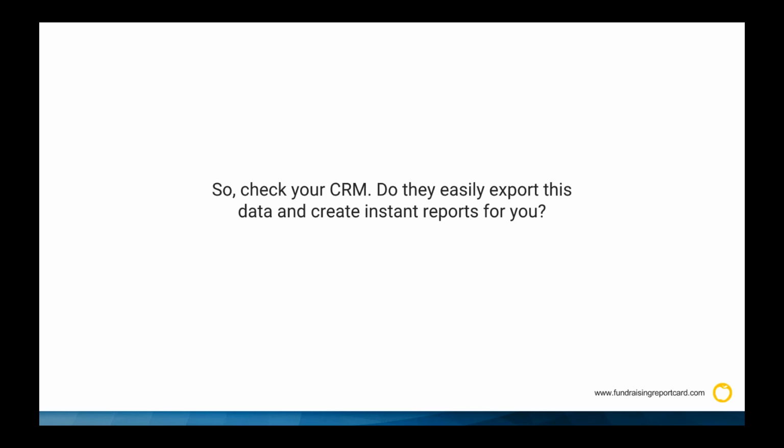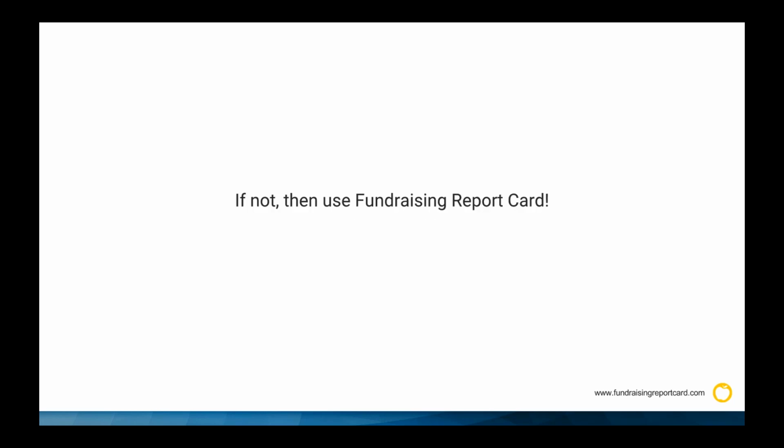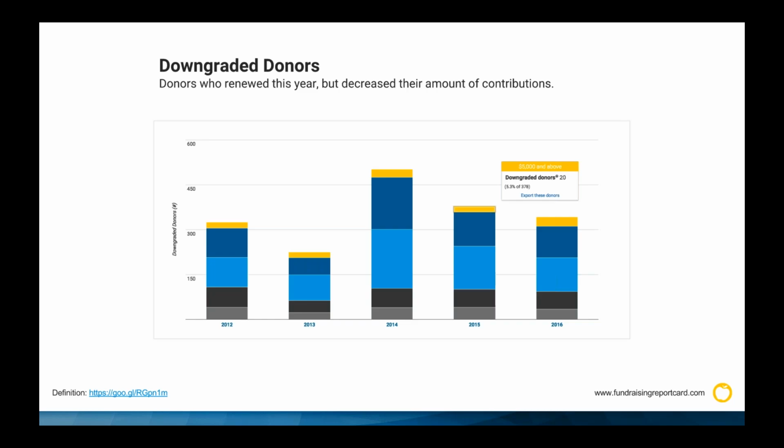Right person, right time. So check your CRM. Can you export these reports with a few clicks? If you can't, again, I'm your man. That's what I do. That's why I wake up in the morning, to help organizations get access to this information. So downgraded donors. This is the third and final performance metric that we're going to talk about.